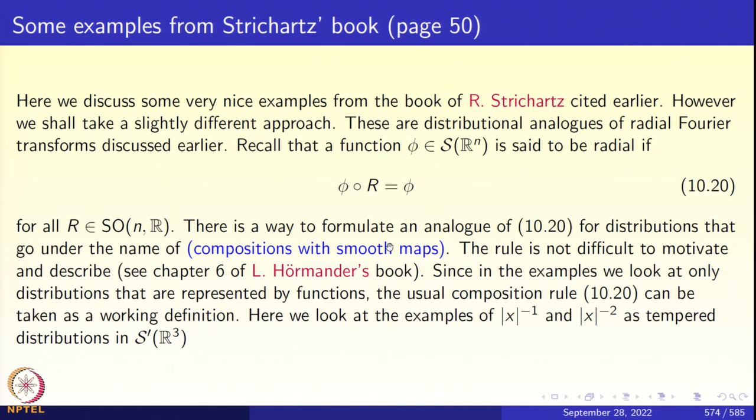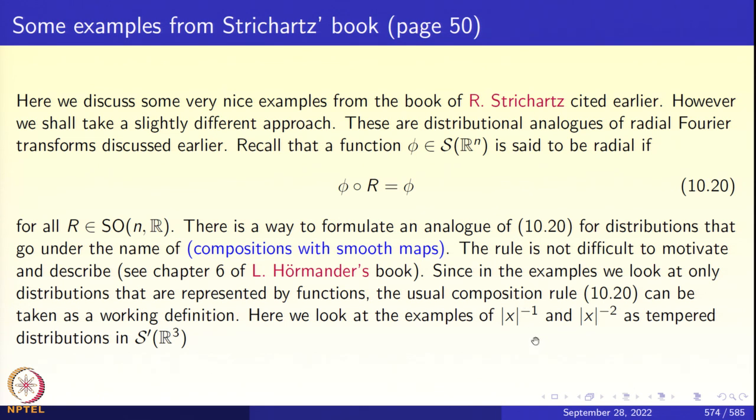The chapter says composition with smooth maps, but the rule that we will apply it will be to distributions which are actually functions. So we are going to be looking at functions which are locally integrable, etc., and those are going to depend only on the mod x in R3. Our examples are going to be in R3. And in fact, the examples are going to be specific.